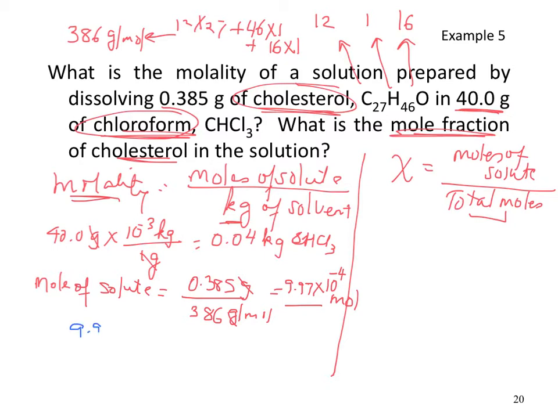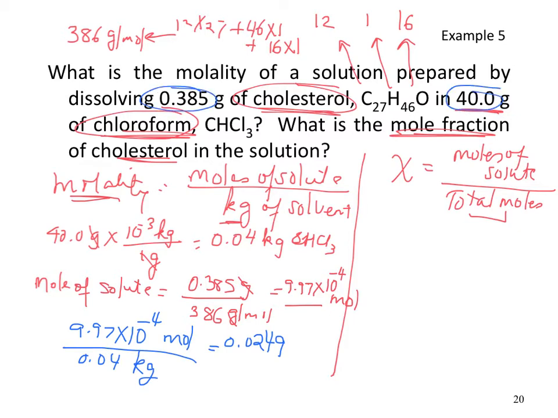The numerator is 9.97 times 10 to the power of negative 4 moles per kilogram of solvent. So we are going to divide it by 0.04 kilograms, and that's going to be my final answer. Comes out to be 0.0249, and since we have 3 significant figures in the data, I'm going to stick to all 3, and we are going to say this is going to be our moles per kilogram, or you can write that as a small m for molal solution.